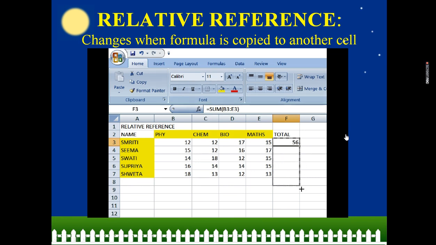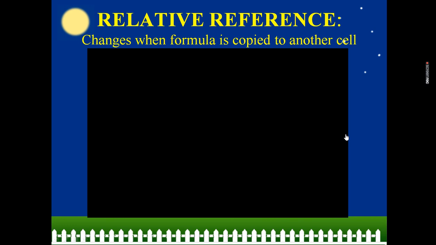If I simply drag it down to find the sum of the rest of the students, you will see that the formula is copied, but the cell range gets changed in each and every cell whenever it is copied. This is what relative reference says.